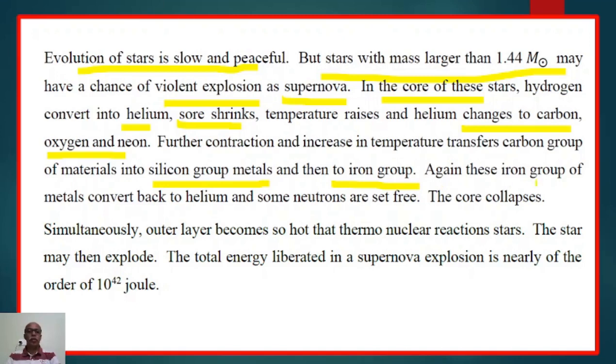Again, these iron group metals convert back to helium and some neutrons are set free. The core again collapses. Simultaneously, the outer layers become so hot that thermonuclear reactions start. The star may then explode. The total energy liberated during the supernova explosion will be of the order of 10^42 joule.